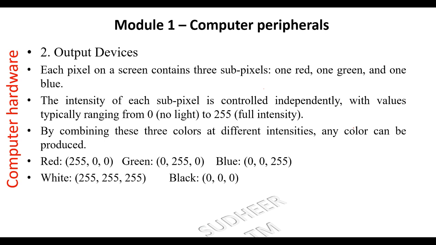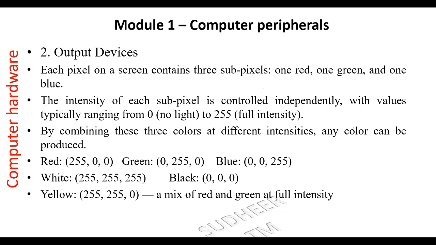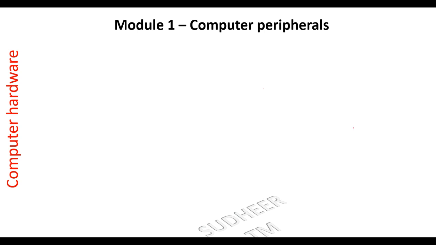It is a combination of these three at its maximum intensity. And if it is black, all are at zero level. And yellow: red and green together. Red and green together makes that position a yellow color. A mix of red and green at full intensity.